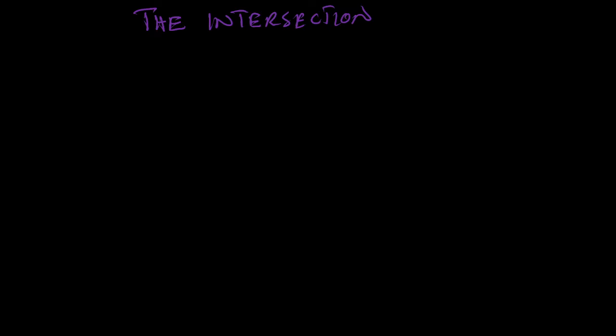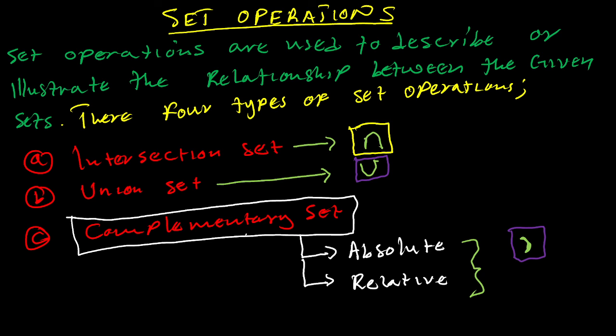Yes, Grace. So I have a question. You said we have 4 types. You gave us the first one, intersection, then union, and then complementary, but that one is divided into 2. So when you say the 4 types, do you mean... Yes, I mean absolute, relative, union, and intersection.